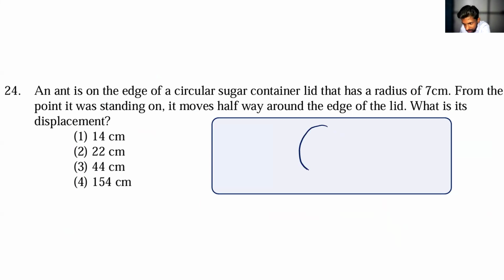There's a lid like this, the lid of the bottle. The ant is on the edge of the circle, radius 7 centimeter, from the point you stand. Okay, so the radius is 7 centimeter.